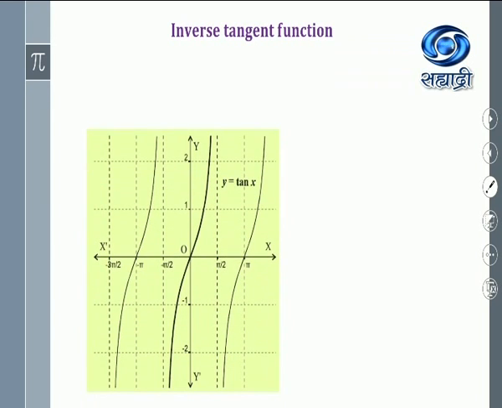For the inverse tangent function, look at the graph. The graph is split into different branches. What are those? From minus pi by 2 to plus pi by 2. Similarly, from pi by 2 to 3 pi by 2, again we have this nature of the graph. This is from minus 3 pi by 2 to minus pi by 2. Okay. So again we consider the horizontal line test.